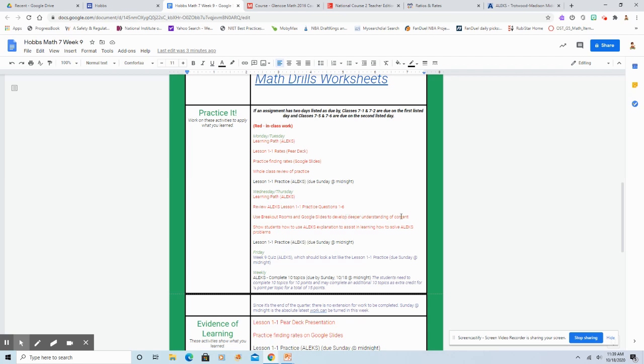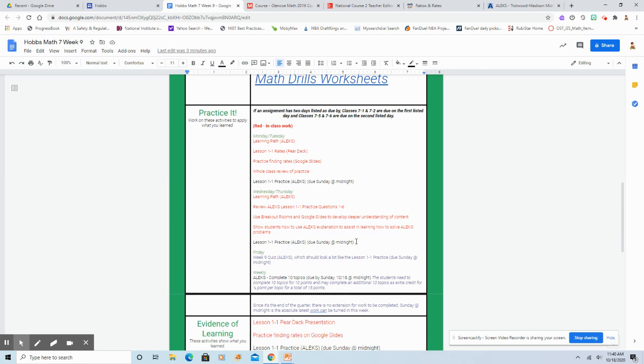There's no new information. I'm just going to dig a little deeper with them. So we're going to go to breakout rooms, use Google Slides again to get a deeper understanding. And before we leave, we will review that and talk about what they have, don't have. It won't be anything due over the week. And then again, they'll have the remainder of the Alex due Sunday at midnight.